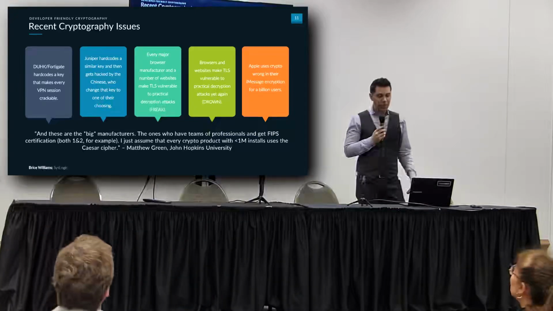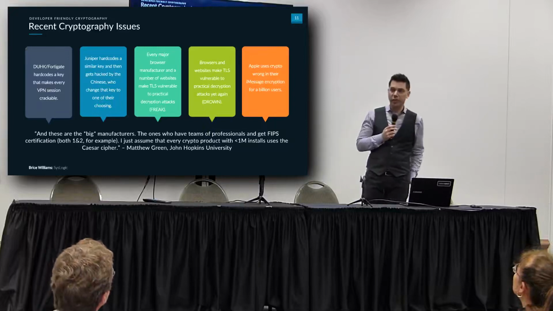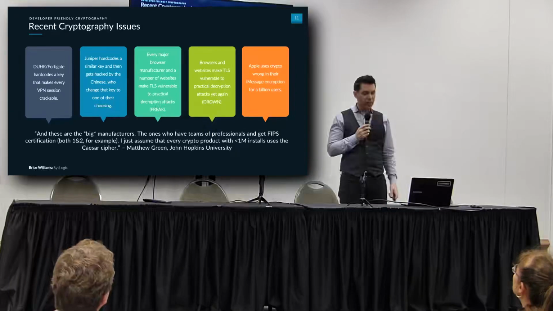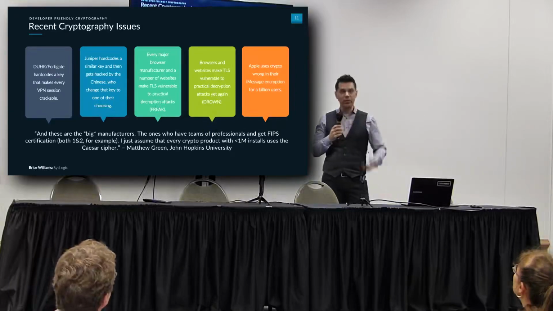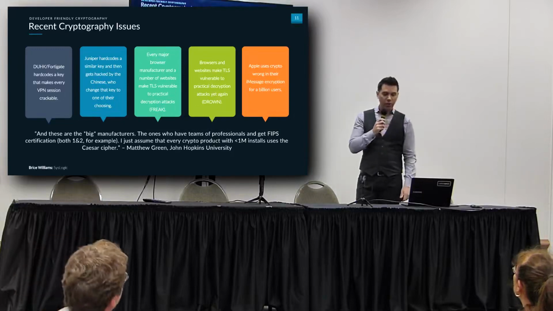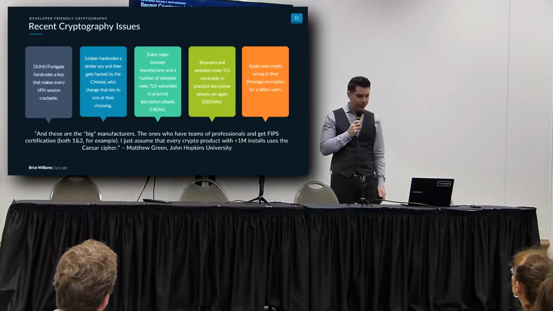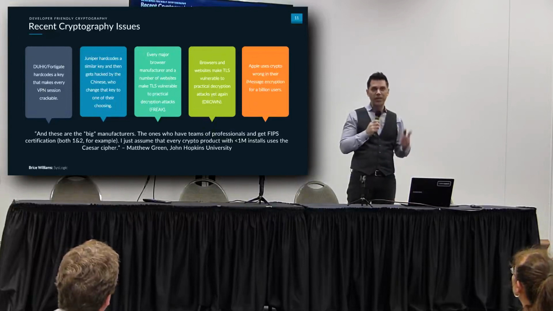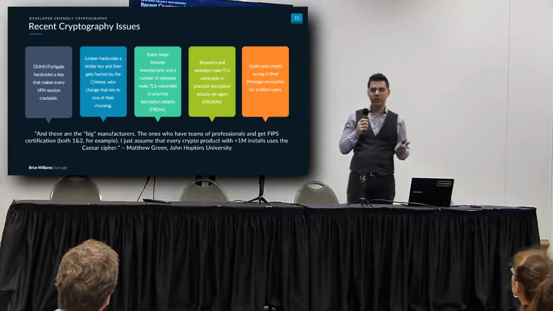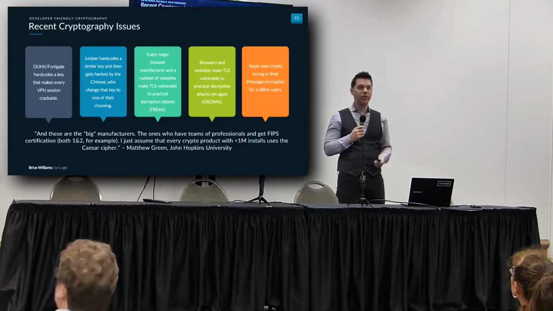Every major browser manufacturer and a number of websites make TLS vulnerable to practical decryption attacks. That was the FREAK attack. And similarly, the next one, browsers and websites made TLS vulnerable to practical decryption attacks yet again with the DROWN attack. Apple uses crypto wrong in their iMessage encryption for 1 billion users. That was a pretty big deal. And remember, all of these are big manufacturers. These are the folks that have big dedicated security teams. They have FIPS certification. So what kind of issues is everyone else running into?